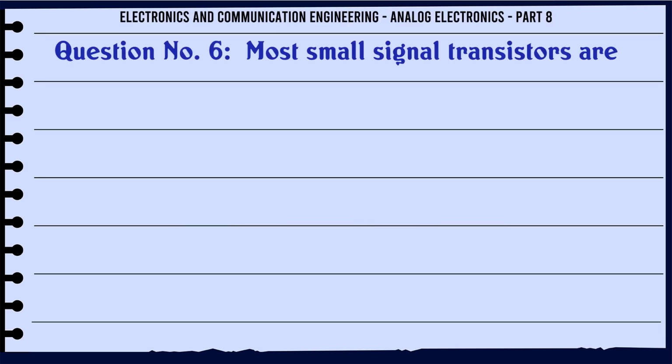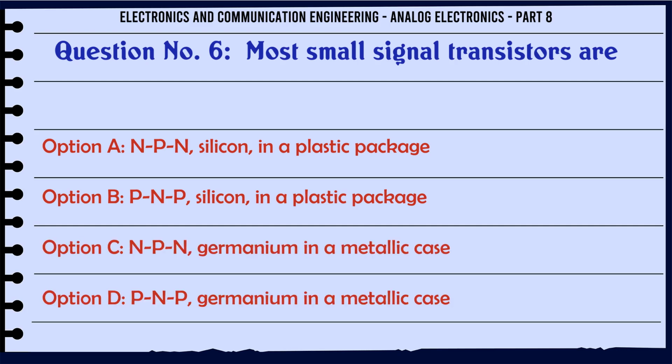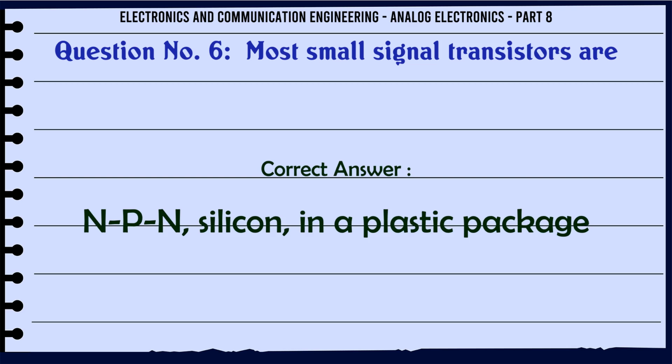Most small signal transistors are: A, NPN silicon in a plastic package. B, PNP silicon in a plastic package. C, NPN germanium in a metallic case. D, PNP germanium in a metallic case. The correct answer is NPN silicon in a plastic package.